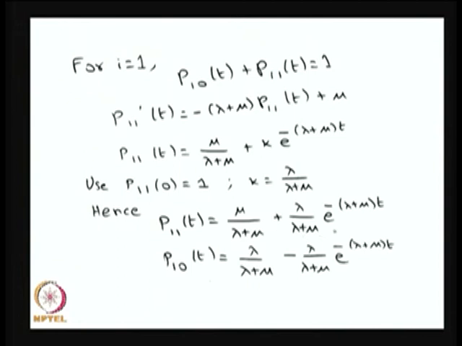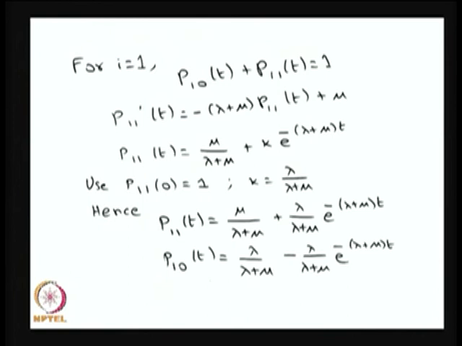Once I know P11 of t, use the first equation. So, I will get P10 of t is equal to 1 minus P11 of t. Therefore, P10 of t is equal to this expression. You can cross check now. If you add both the equations, you will get 1, and if you put t equal to 0, you will get the initial condition correctly. And if you put t tends to infinity, which we are going to discuss in the limiting distribution, you will get mu divided by lambda plus mu, and lambda divided by lambda plus mu.